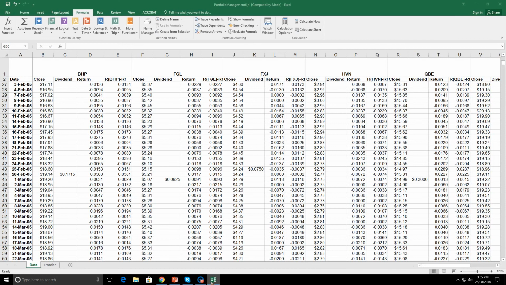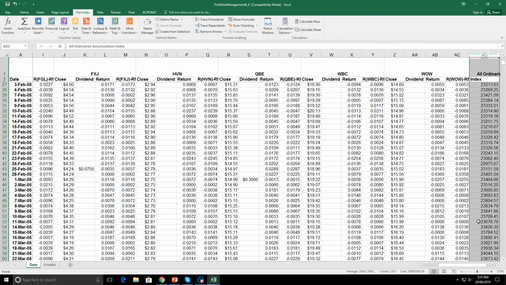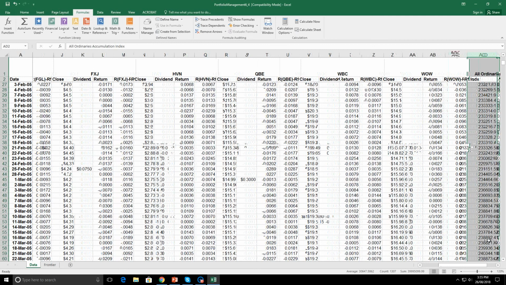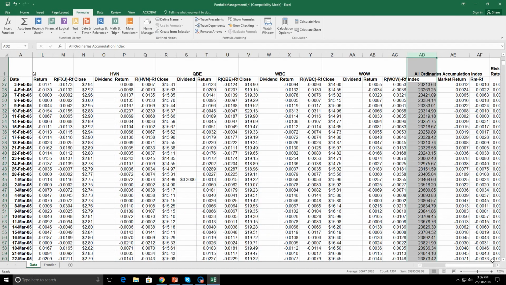This Excel file has already been uploaded in Blackboard, so you can get it. If you carefully look at this Excel file, we are given a series of stocks: BHP, Foster's Group, Fairfax, Harvey Norman, QBE, and we also have WBC, Woolworths, and the index, that is the All Ordinaries Accumulation Index. That means it's an overall market index, and we are also given a daily risk-free rate of return.